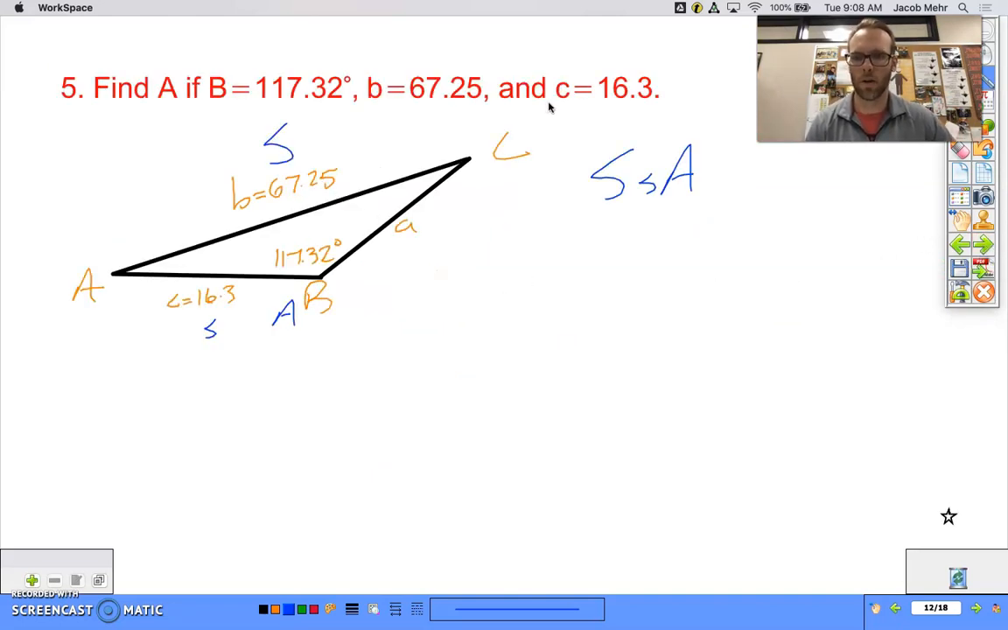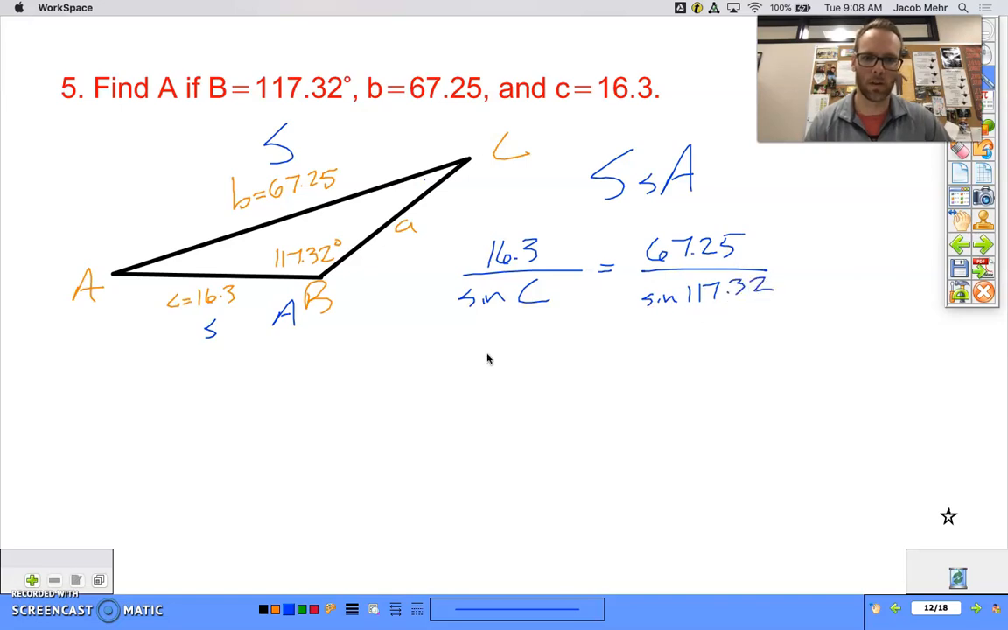All right. So I am asking you to find angle A. Notice to find angle A, we have to know side A. That's not going to work, so we're going to have to work with angle C first. So we're going to take 16.3 over the sine of angle C equals 67.25 over the sine of angle B, which is 117.32. So the sine of C equals, cross multiply and divide, 16.3 times the sine of 117.32 over 67.25.